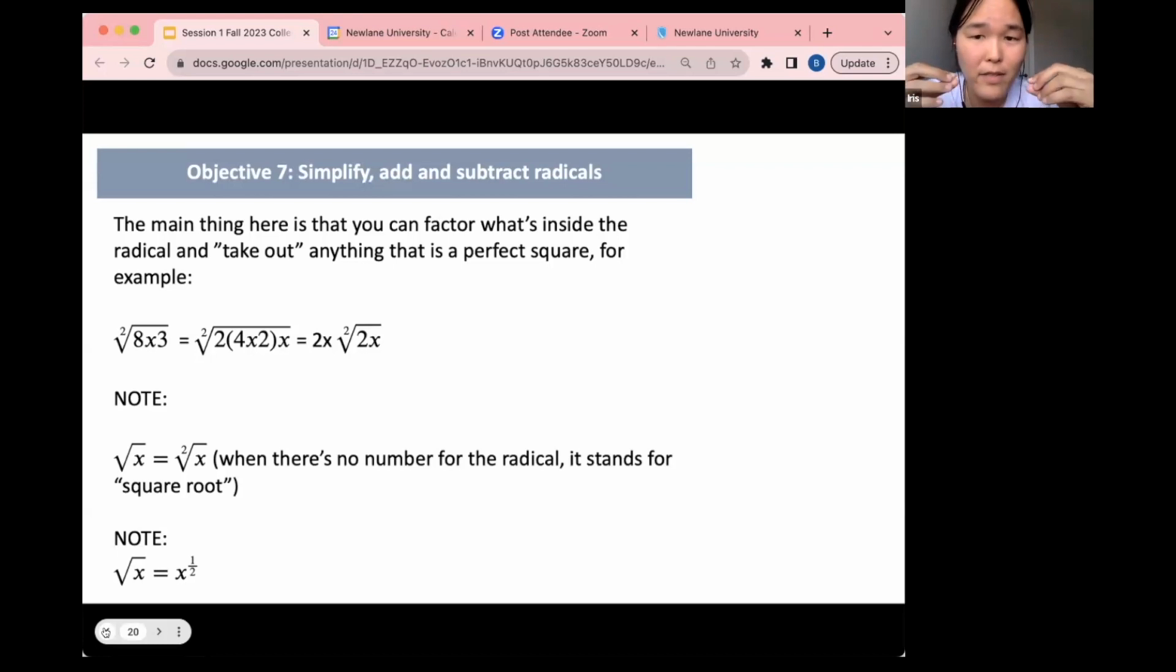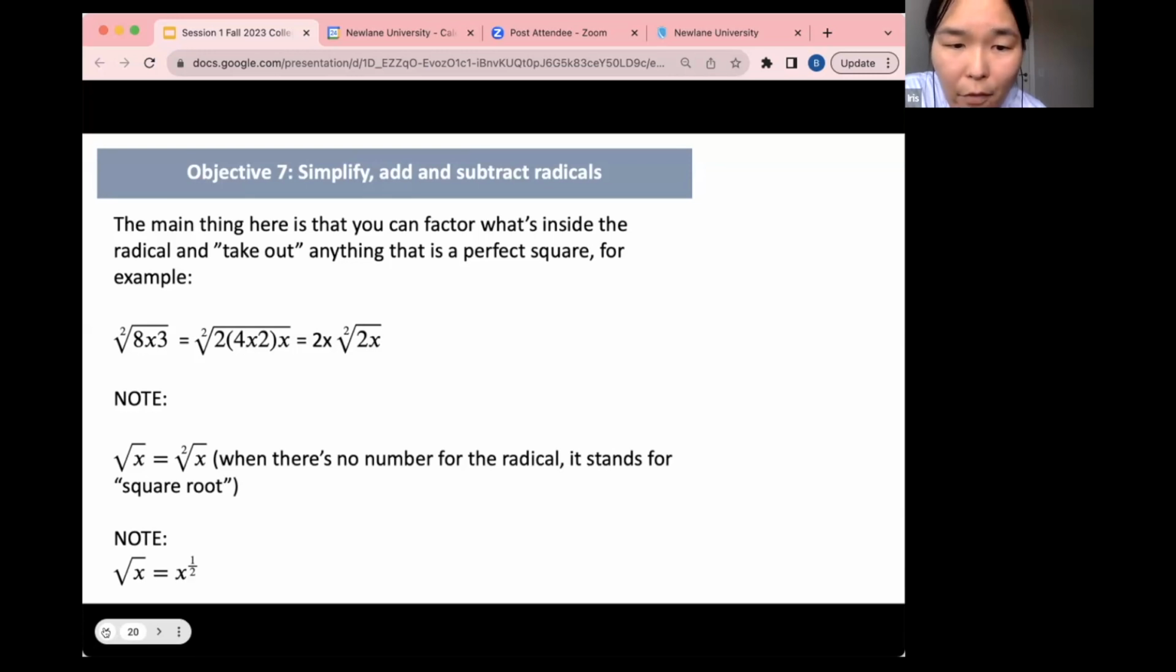And the main thing about simplifying radicals is if you have, for example, a square root expression, anything that's a perfect square can be taken out of the square root sign, right? So basically we take out anything that is a perfect square.